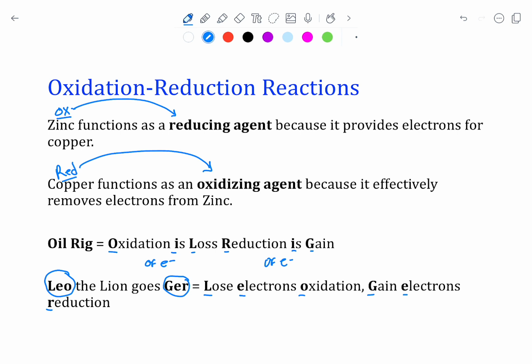So Leo the lion goes grr is a little bit longer, but at least it reminds you that it's the transfer of electrons in oxidation and reduction. So whichever one you choose to use, it works the same way. They're telling you the same thing. Oil rig or Leo the lion goes grr. It just depends on what makes more sense to you.